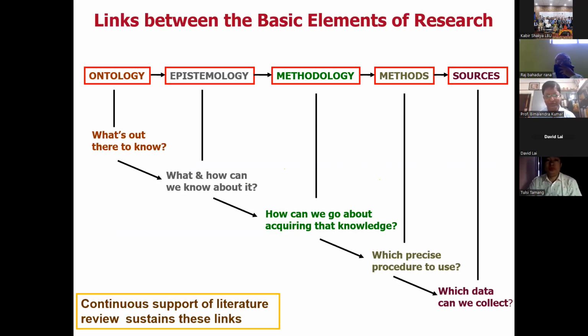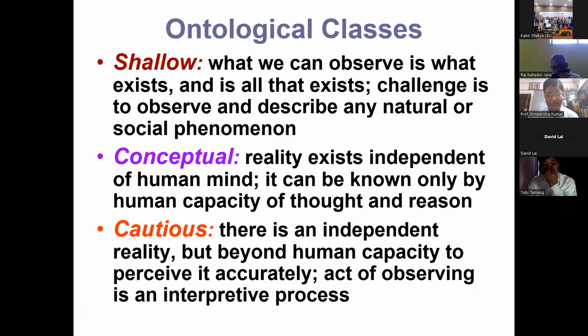So here, ontology or epistemology, we are discussing some points related to ontology: what are the things out there to know, and how and what can we know about it. Let us discuss in a very brief manner. So here, see ontological classes. Ontological classes means the divisions of research related to ontology, and how we are able to know about things. So these have been discussed.